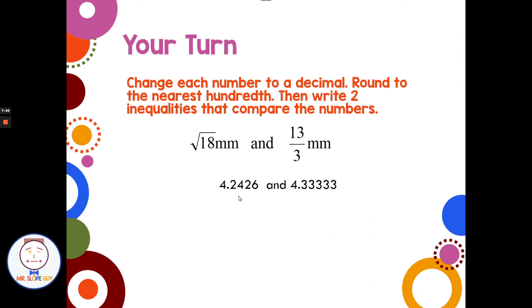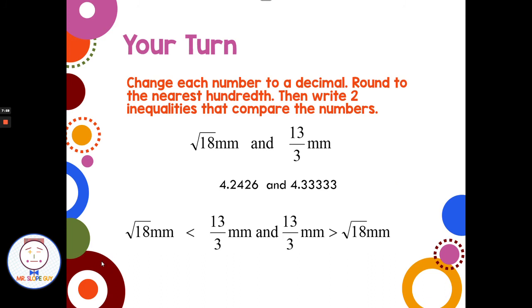So if I look at money, this is like $4.24. This is like $4.33. This one is bigger. So my 13/3 millimeters would be bigger than the square root of 18 millimeters. Then I can write my two inequalities opening towards 13/3. So the square root of 18 millimeters is less than 13/3 millimeters, and 13/3 millimeters is greater than the square root of 18 millimeters.